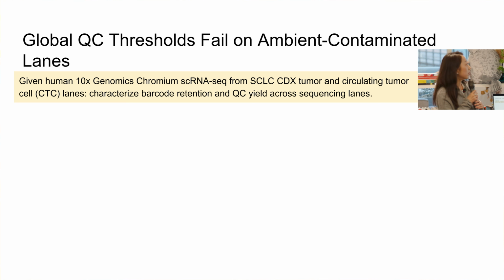So the first example comes from using the 10x Chromium dataset. For the task prompt, I give it a human 10x Chromium single-cell RNA-seq from a small cell lung cancer tumor across multiple lanes from Chromium. And then the question asks it to perform pre-processing or appropriate QC steps and characterize barcode retention.